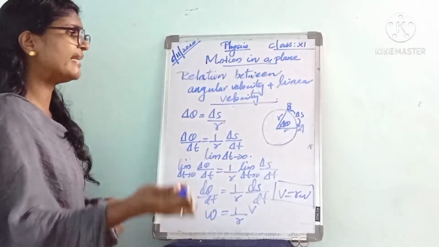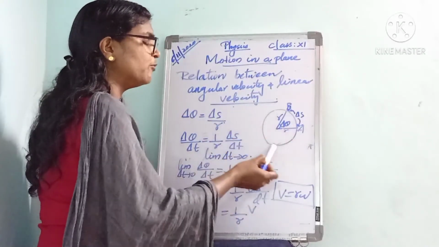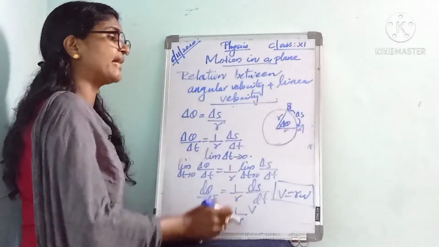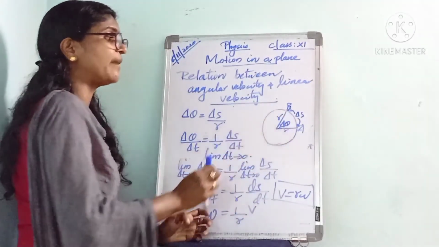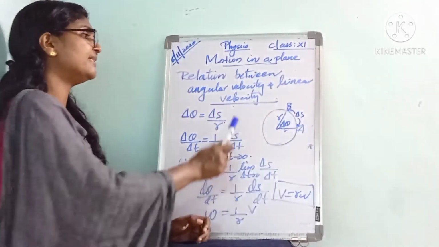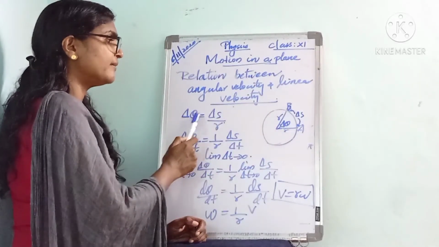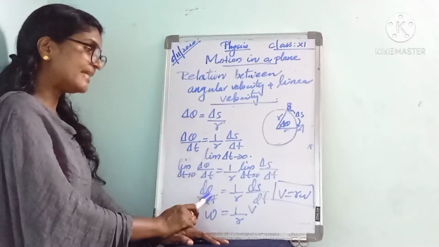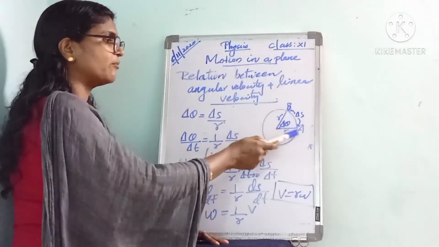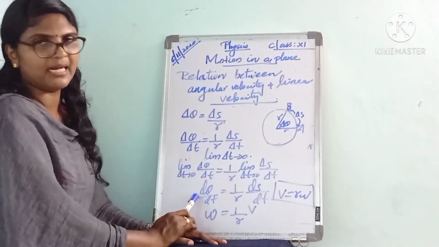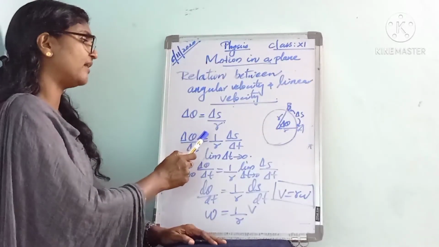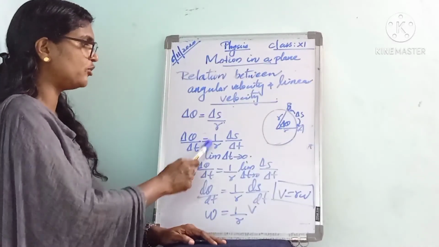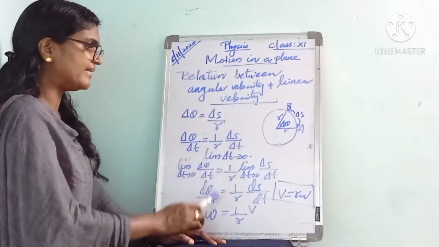Here we are considering a particle that moves along a circular path of radius r. When the particle moves from A to B, it covers a distance of delta s during the time interval delta t. So the angular displacement delta theta can be written as arc length by radius, that is delta s by r. Next we divide both sides by delta t, so delta theta by delta t is equal to 1 by r delta s by delta t.